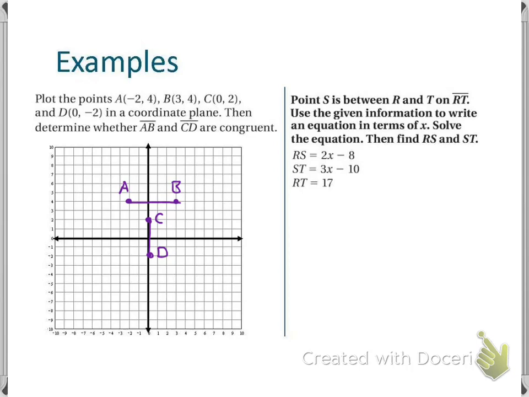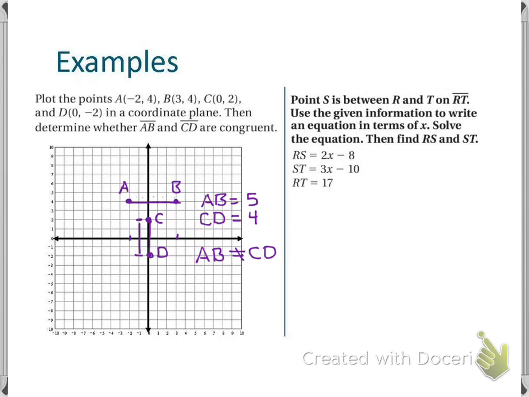So, for them to be congruent, we have to know their length. So, the length of AB, just write AB, no bar on top because it's a length. I started at negative 2 and I went to 3. So, it's actually 5 units. And you could always count the boxes: 1, 2, 3, 4, 5. 5 units. CD starts at 2 and it goes straight down to negative 2. It is 4 units. Okay, so AB is not equal to CD. Why? Because one's 5, one's 4.